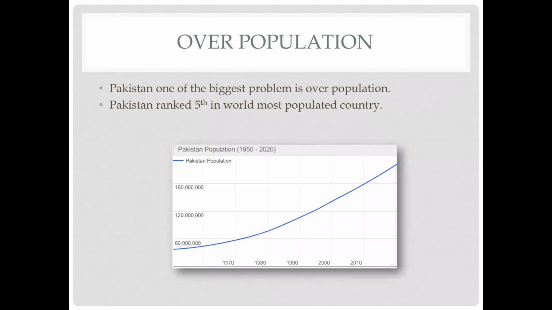Overpopulation. One of Pakistan's biggest problems is overpopulation, as Pakistan is ranked fifth among the most populated countries in the world. From the 1950s to 2020, the population has been increasing every year. Parents who earn little have 10 to 12 children, where the breadwinner is one in most cases. So parents have no choice but to compel their children to work to make ends meet.